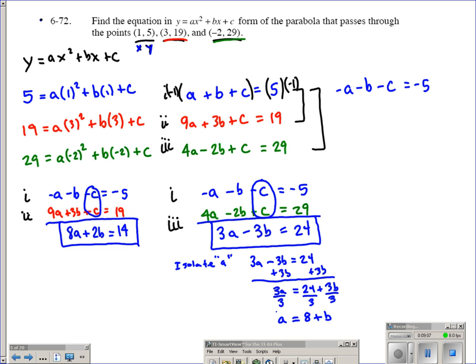So if a equals 8 plus b, that's going to allow me to take this expression, 8 plus b, and substitute it in for my a in my other equation. So let's take a and substitute the other value in. We're going to have 8. Instead of times a, we're going to multiply it by 8 plus b. And then we've got our plus 2b equals 14. So now we're going to be able to solve for b.